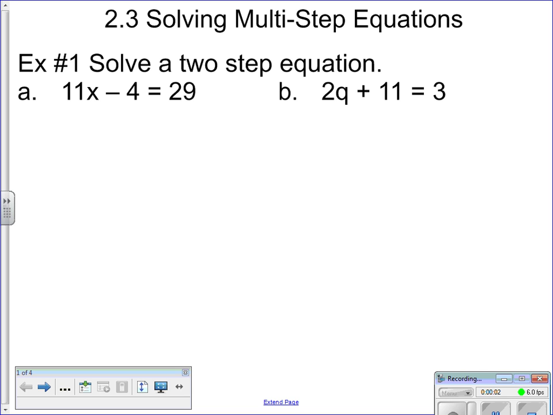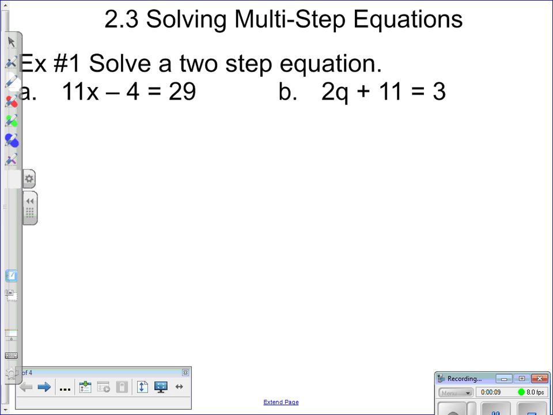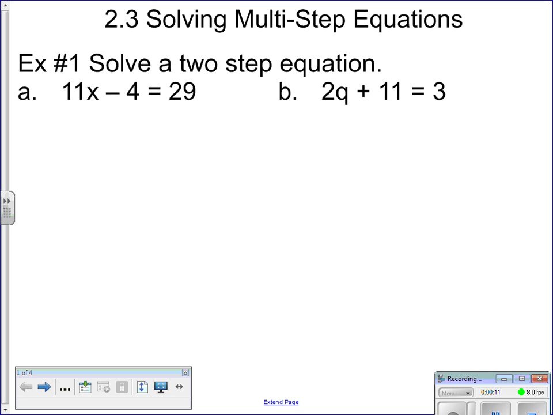Lesson 2.3, Solving Multi-Step Equations. All right, we're going to take a look at the first equation here, which is 11x minus 4 equals 29.